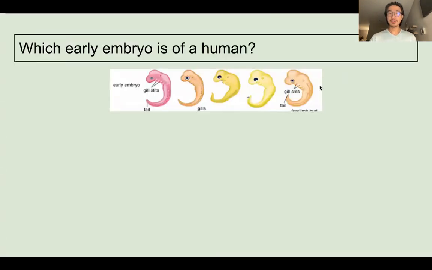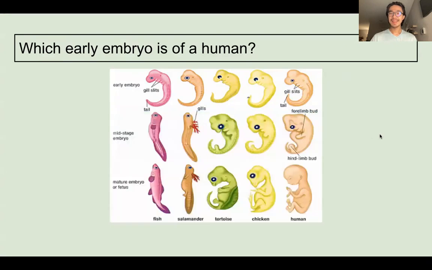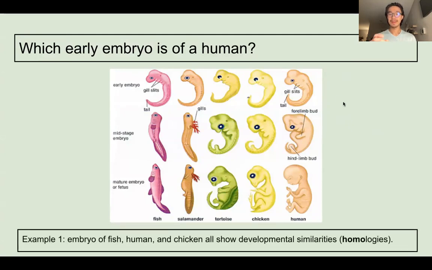Here you're looking at a picture of early embryos. Which one is the embryo of a human? Which one do you think? They all look pretty similar. In fact, the one on the right is the embryo that develops into a human, and all the other ones develop into a fish, salamander, tortoise, or chicken. But notice how they look very similar when they are all early embryos.